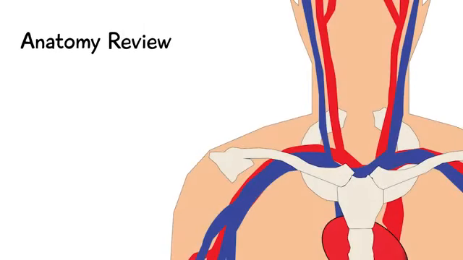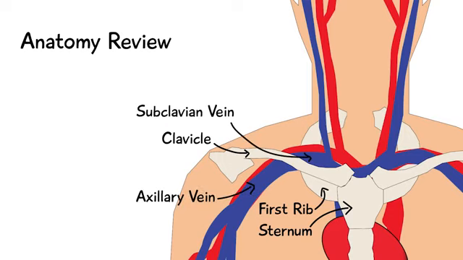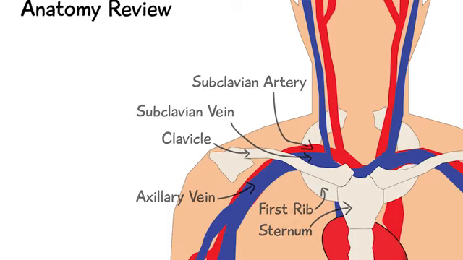Now we will review pertinent anatomy. The main bones to identify are the clavicle, sternum, and first rib as depicted in this diagram. Venous drainage of the upper extremities join into the axillary vein, which becomes the subclavian vein as it passes the lateral edge of the first rib posterior to the clavicle. The subclavian artery is usually posterior and superior to the subclavian vein.